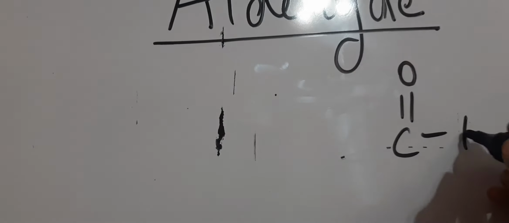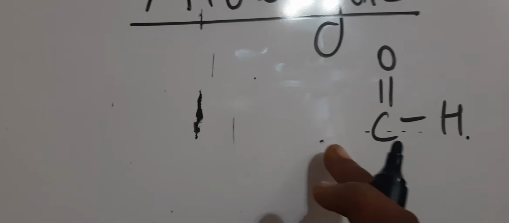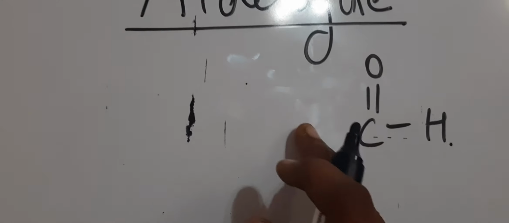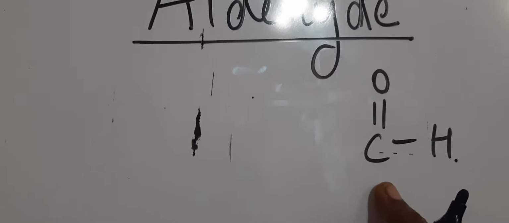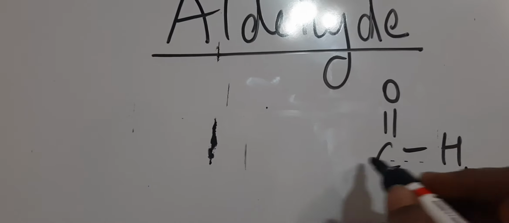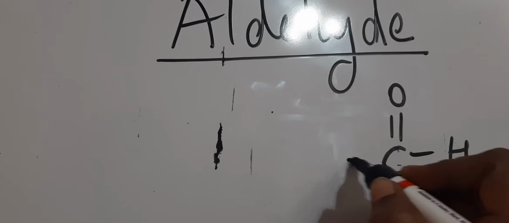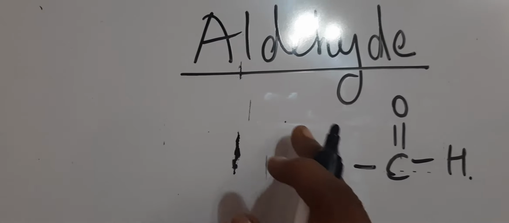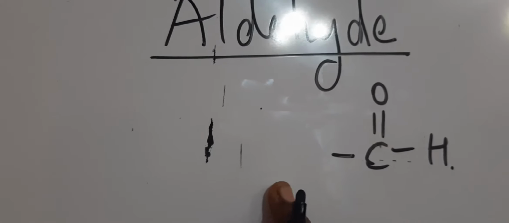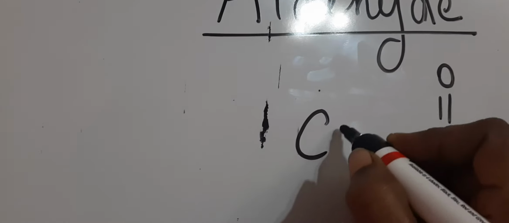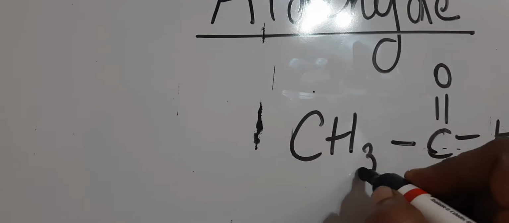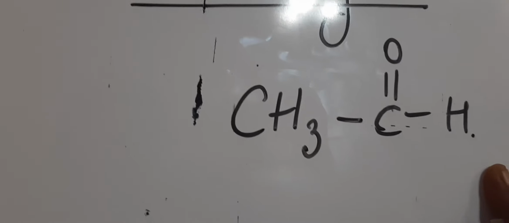This can be written as C double bond O and then H. The functional group of the aldehyde can also be written like this, C double bond OH. Carbon valency is 4, so some alkyl group will be present here. So this is the functional group for aldehyde. For example, if I put CH3 here, this is said to be acetaldehyde.